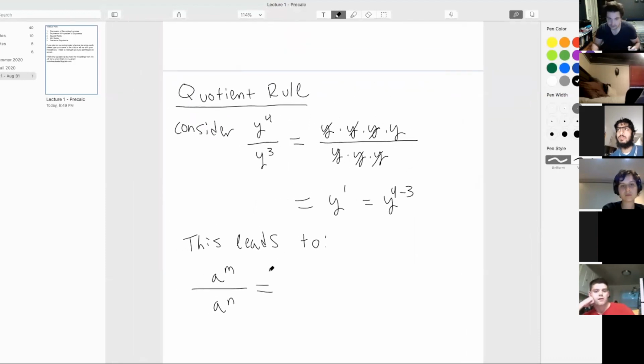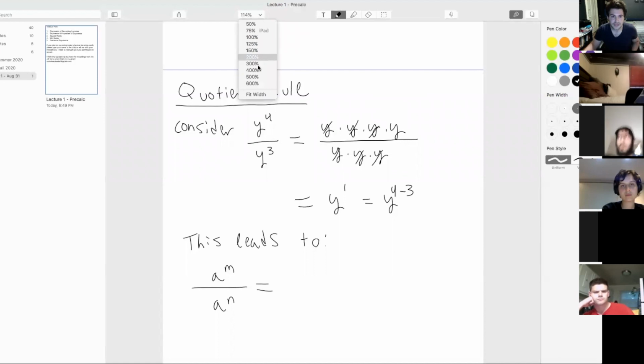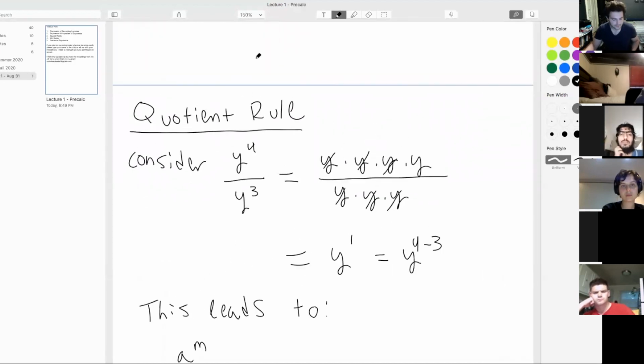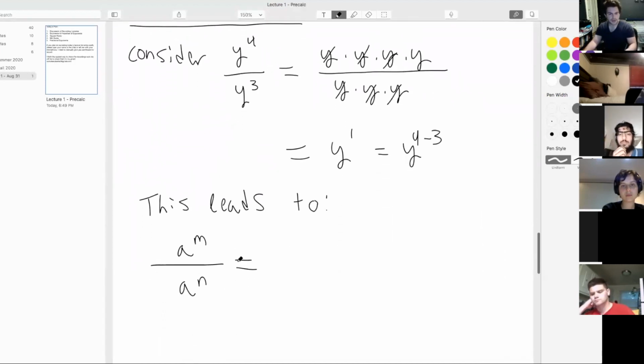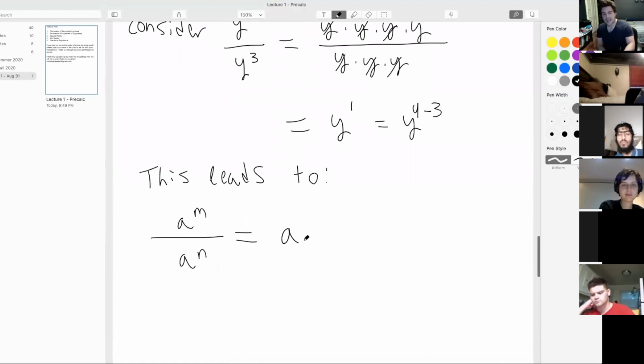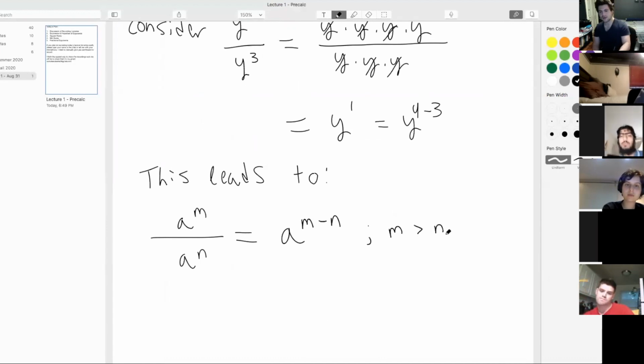Why is it doing that? I'm sorry, my screen keeps zooming in and out, and I have to figure that out. Anyways, this will be a to the m minus n. So we subtract powers when we divide. All right, and let me just make a quick note that here we're just supposing that m was greater than n, just so we end up with a positive exponent, because we don't know how to deal with negative exponents yet, but we will very soon.